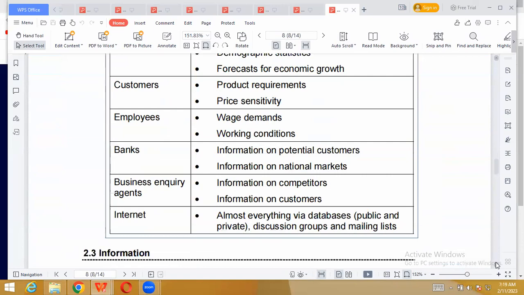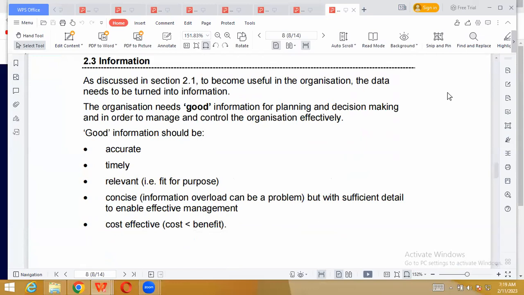Let's look at information. What is it that we call information? As we said, when you gather data, the data has to be processed. We have agreed we gather data, but the data that we gather needs to be processed. So when the data is processed, it is processed into what you call information. Data is processed into information.